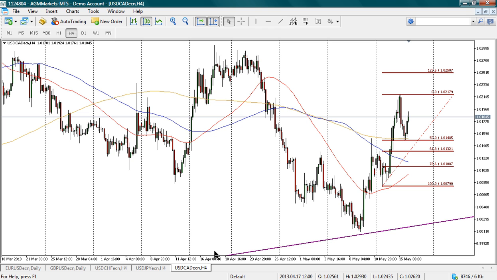There's a lot of setups in play. I mean, you've got this one currently in play, you've also got that daily bullish formation in play, and you've also got the bearish formation in play as well on the daily. So lots of interesting setups. It'll be interesting to see who wins out of the bulls and the bears on the dollar CAD.